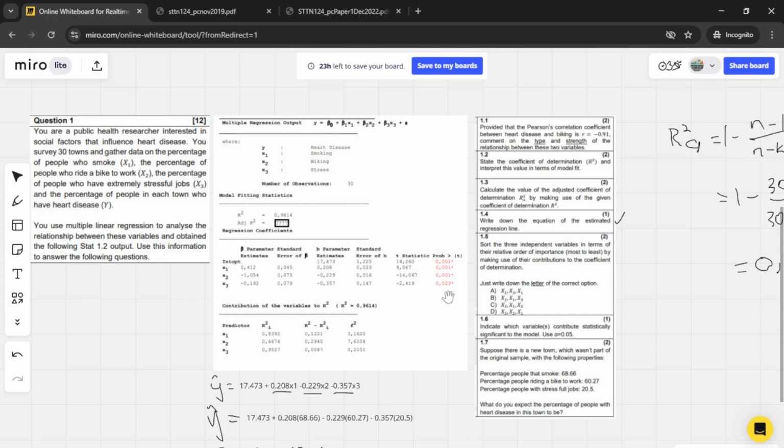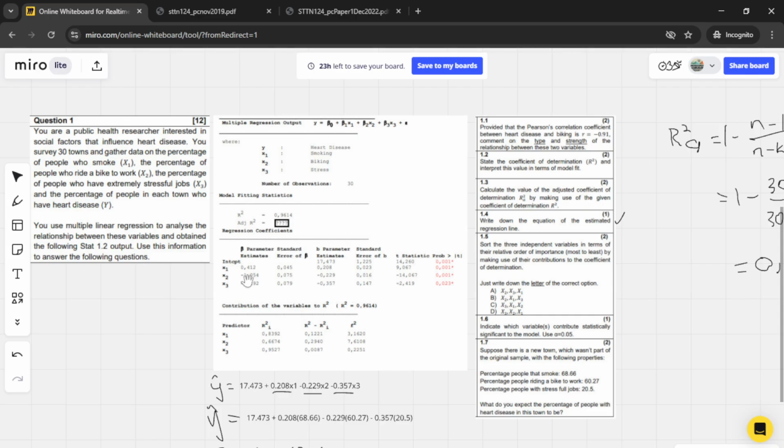So for this one, you're going to focus on the probability. You're going to focus on these numbers. They say indicate which variables contribute statistically significantly to the model. For this one, we're not going to focus on the intercept. We're going to focus only on x1, x2, and x3. Now, if that probability is less than 0.05, then you're going to say that variable is statistically significant, or it contributes statistically significantly to the model.